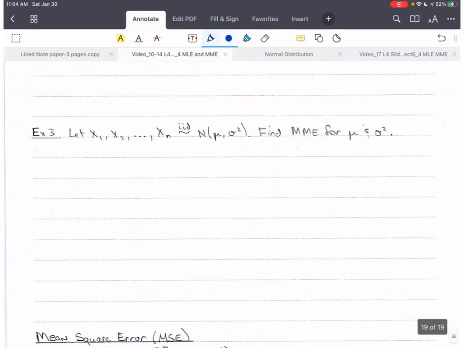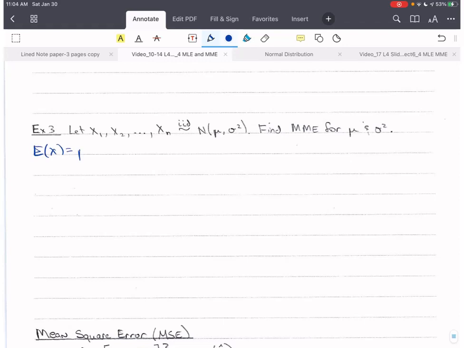Now let's look at example 3. We're going to let x1 to xn be IID normal with mean mu, variance sigma squared. Find the MME for mu and sigma squared. Okay. So with this, we know that E of x is equal to mu. We know that M1 is equal to x bar, okay? And so we set these equal, so therefore mu tilde is equal to x bar.